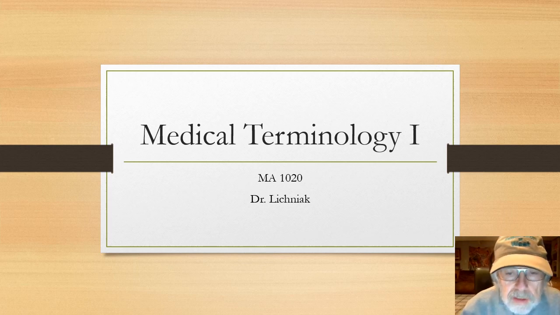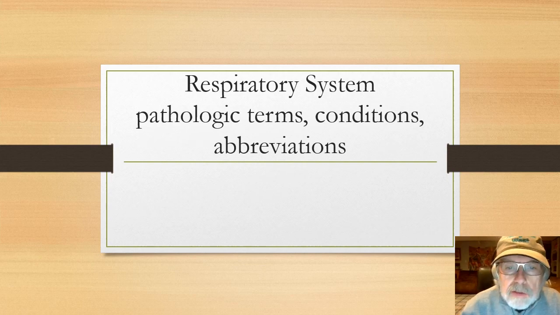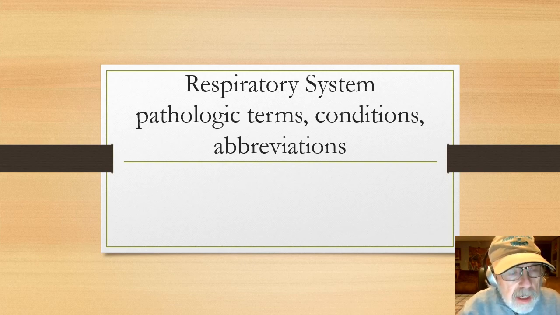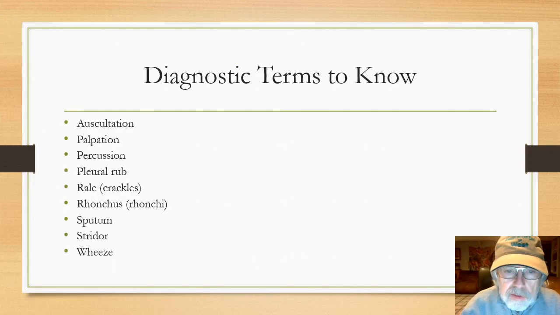Well, here we are again in midterm one, and today we want to talk a little about some pathological terms, as well as some conditions, and maybe a few abbreviations at the very end in regards to the respiratory system. It's going to be a little bit complicated, but it's going to rely upon a lot of the words that we've talked about before. So let's go ahead and get started with that.